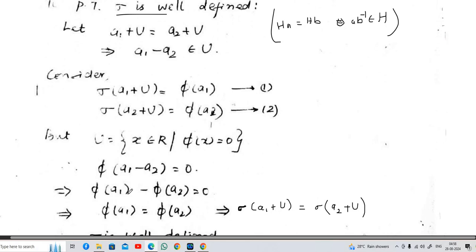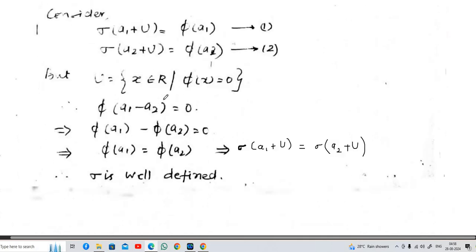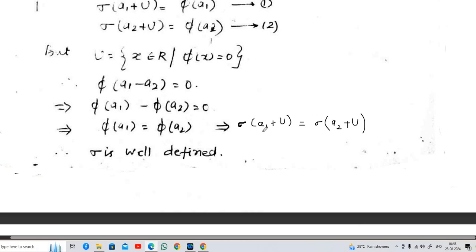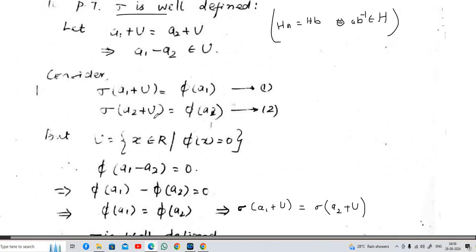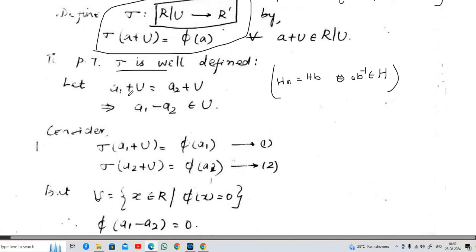Right. Now, actually your job is to show that sigma is well defined. That is, sigma of A1 plus U equals sigma of A2 plus U. That is the same as showing phi of A1 equals phi of A2, which is the same as phi of A1 minus phi of A2 equal to 0. So this is what we have. Now how do we get this from the assumption that is made? We have considered A1 plus U to be equal to A2 plus U. So that gives us A1 minus A2 belonging to U.